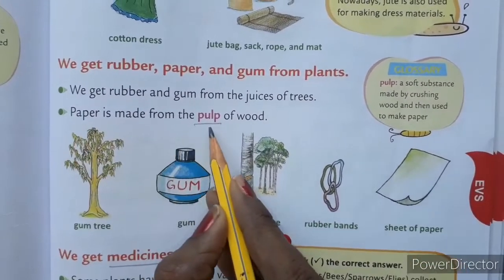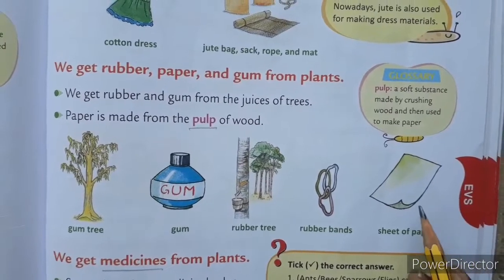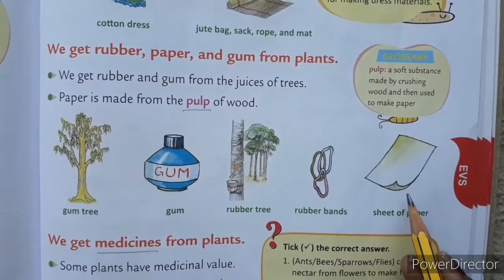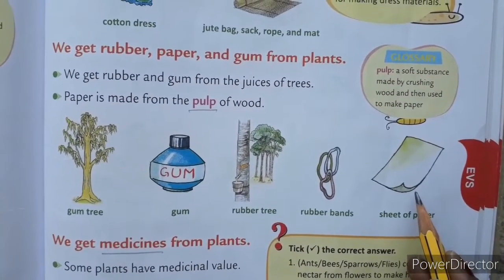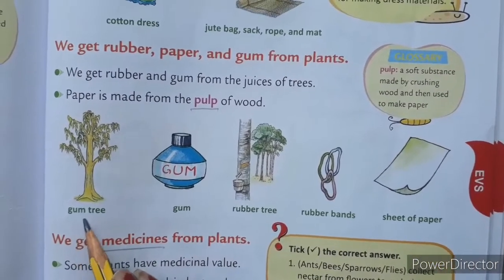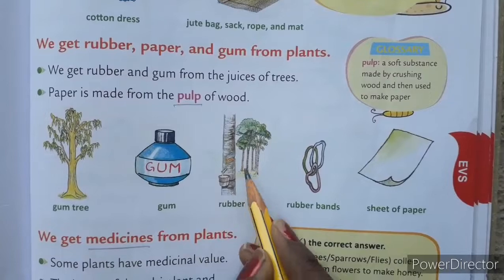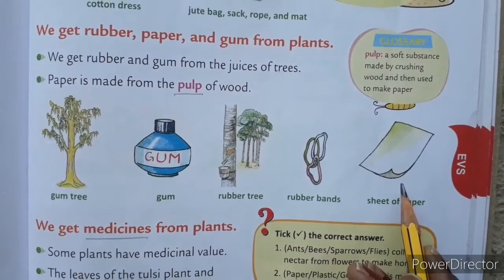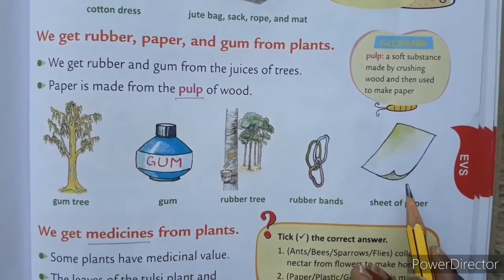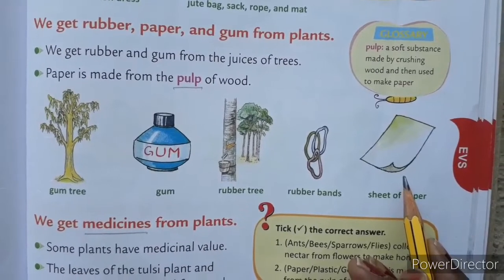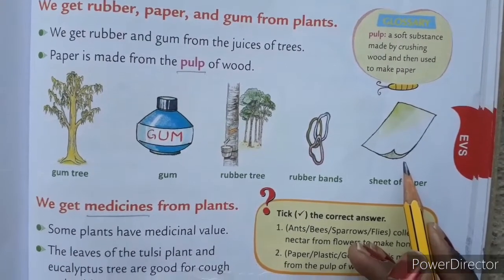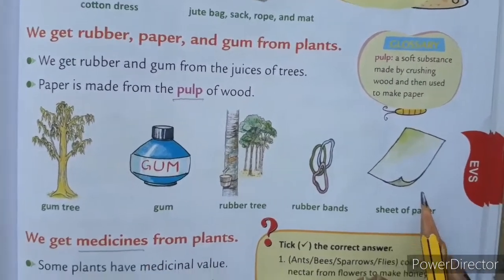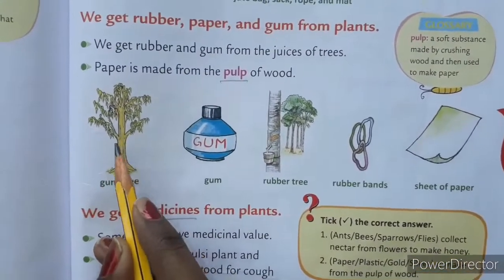Next, paper is made from the pulp of wood. This is a sheet of paper. The paper which we are using comes from the bamboo tree. See children, this is a gum tree, this is gum, this is a rubber tree, these are rubber bands. So this is paper. Paper comes from the bamboo tree. Paper is used for making notebooks, textbooks, registers and exam papers. These are all paper items. This is one more use.